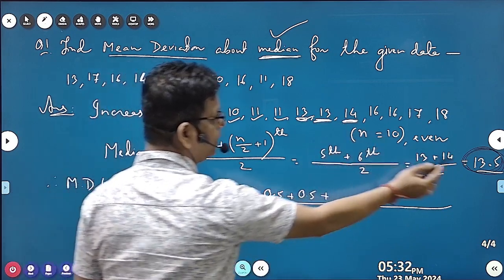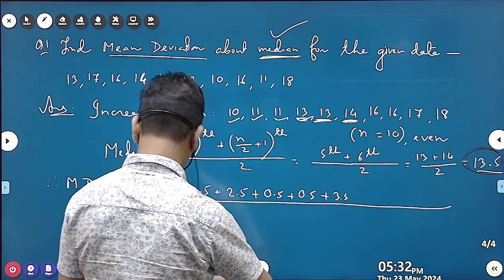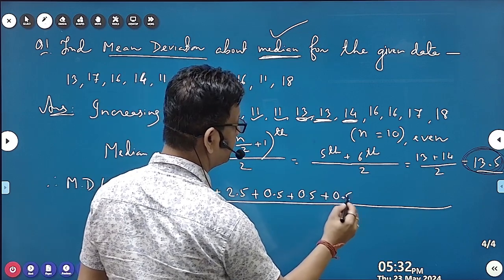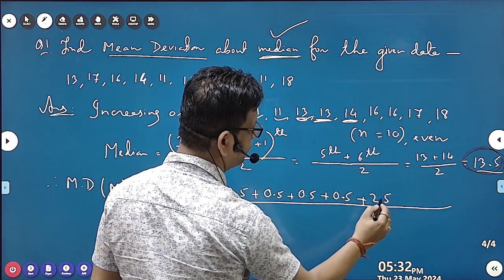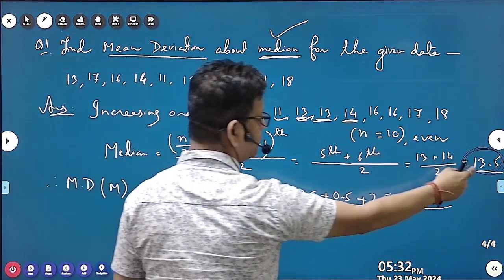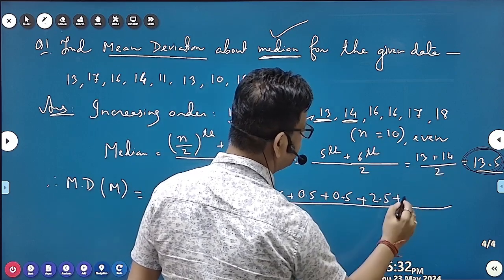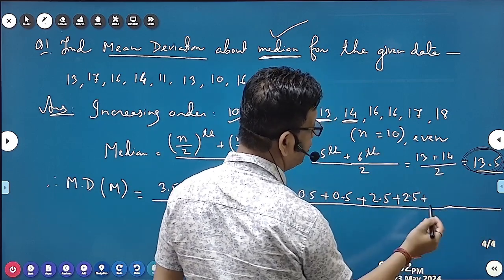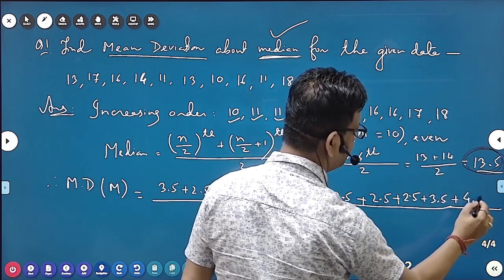Now 14 minus 13.5 will be what? Sorry, 14 minus 13.5 is only 0.5. Plus 16 minus 13.5 will be 2.5. It will become positive only. Yes or no? 14 minus 13.5 is 0.5. Then 16 minus 13.5 is 2.5. Again 16 minus 13.5, 2.5, plus 17 minus 13.5 will be 3.5, and 18 minus 13.5 will be 4.5.